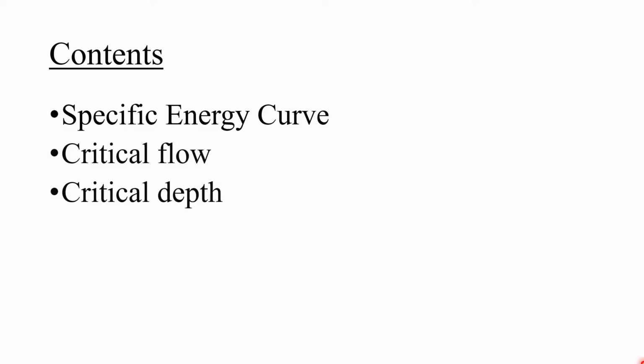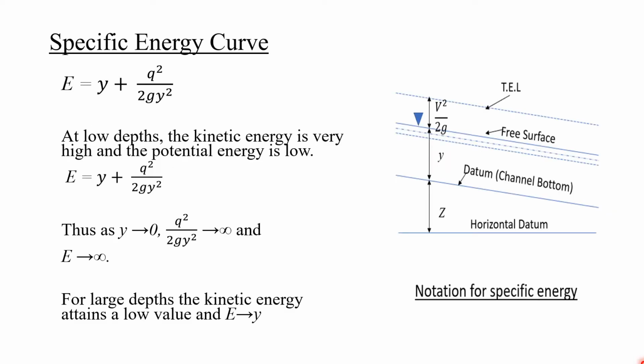The contents of this video are specific energy curve, critical flow and critical depth. In the previous video we have learned that the specific energy equation is given as E equal to Y plus q square by 2gY square. Here E is the specific energy, Y is the depth of flow, small q is the discharge per unit width and g is acceleration due to gravity.